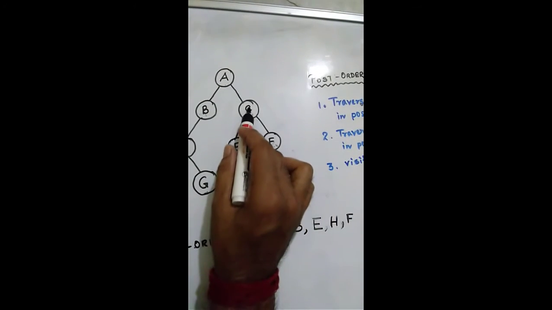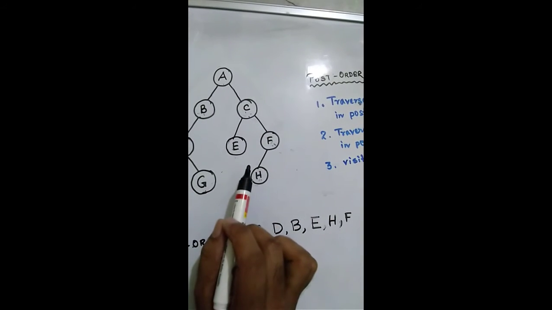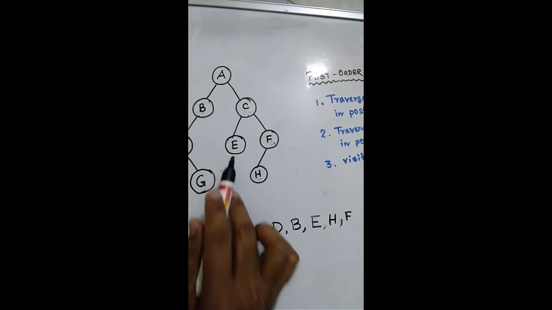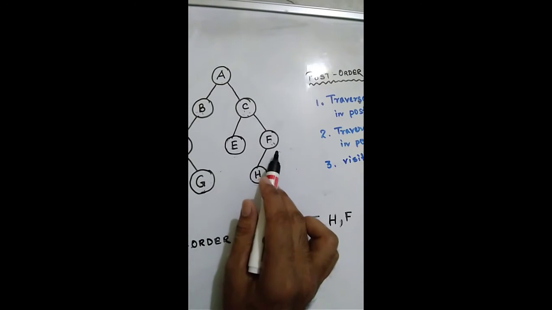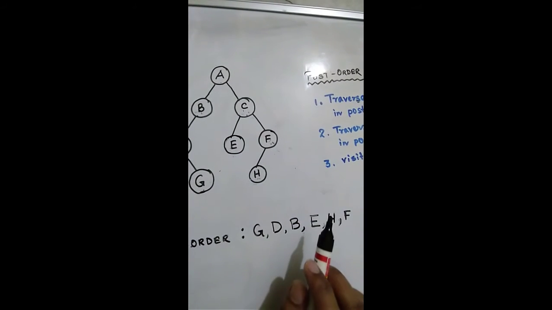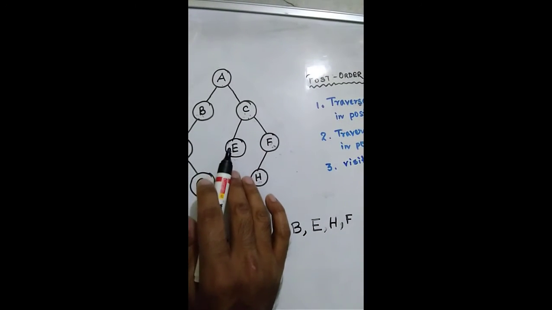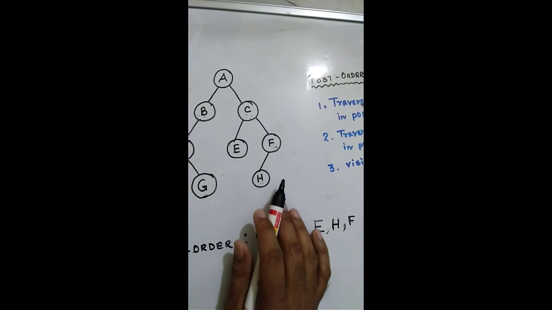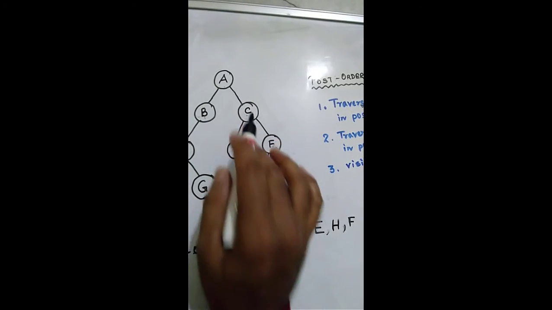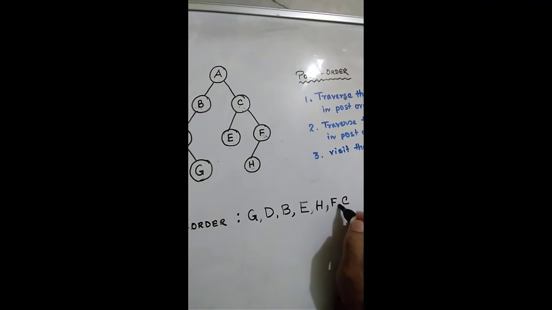Now considering the right subtree of the whole binary tree, we have visited the left part, which is E. We have also visited the right subtree, F and H, and printed. Now the left part has been visited and the right subtree is visited, so finally we have to visit the root, which is C. So we will visit the root and print it.